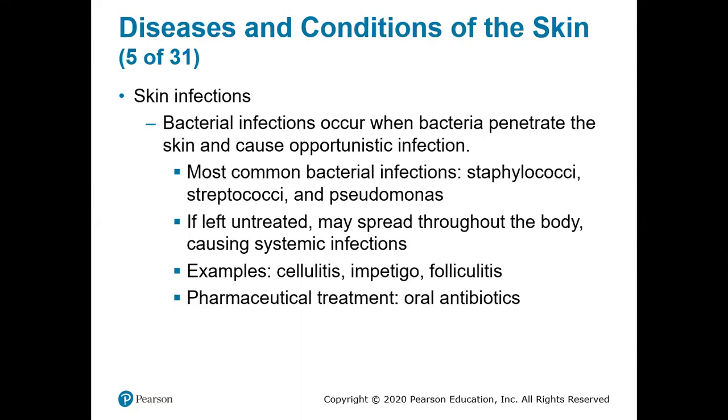Bacterial infections occur when bacteria penetrate the skin and cause opportunistic infection. Most common bacterial infection is the Staphylococci or Streptococci and Pseudomonas. If left untreated, they may spread throughout the body, causing systemic infections. Examples of this include cellulitis, impetigo, folliculitis. Pharmaceutical treatment can include oral antibiotics.